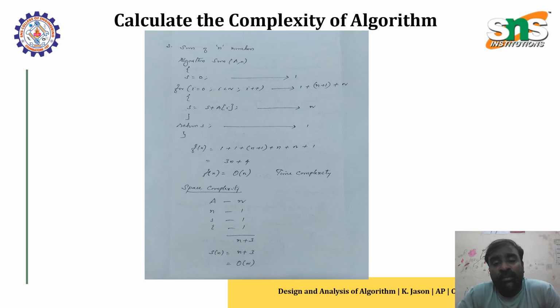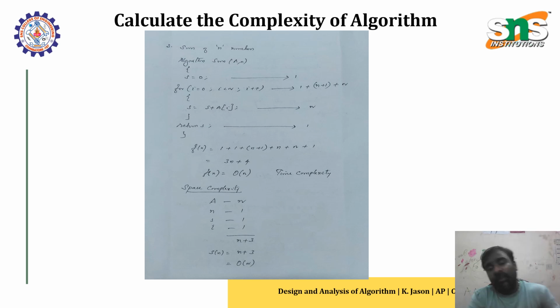Next, the sum of n natural numbers. Algorithm sum of A of n. S assign 0. We are using one for loop, and inside the for loop we are using an array because you have to sum n numbers. Then you have to return the value. So first, S assign 0 is 1 unit of time. The loop takes n plus 1 times, execution n times, return 1 time. So you have to find the time complexity, big order of n.